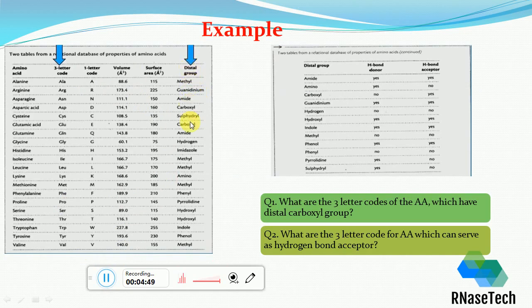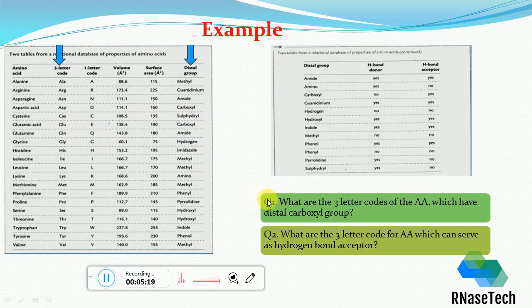Suppose in this figure there is a column called distal group and a column for the 3-letter code for amino acid, and there is a separate table which has distal group, hydrogen bond donor, and hydrogen bond acceptor. So if a user asks for the 3-letter code of amino acids which have a distal carboxyl group, we can easily tell because it is a result from a single table. We can search here for distal group, and it is carboxyl here, and nowhere else is there a carboxyl. So we can give two results: one is ASP and another is GLU.